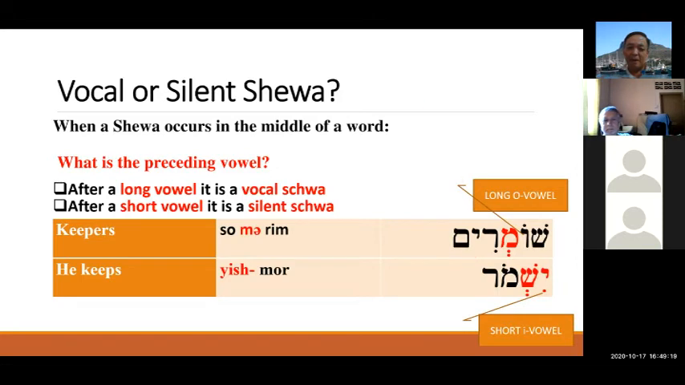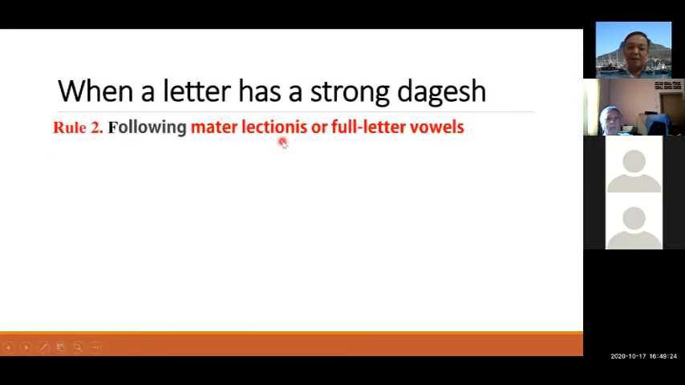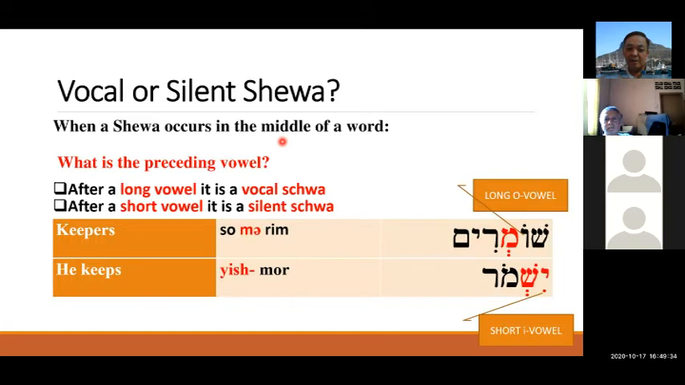I hope this is clear. Can I ask something? Yes, sure. For the short vowel, back to the screen. For the short vowel itself, the yish there, does it mean that it doesn't have the vowel after the yish?